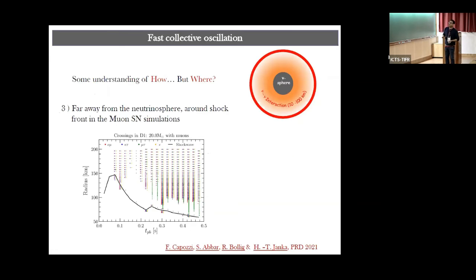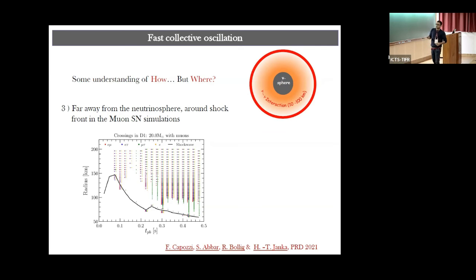Now, with this, let me very quickly point out, again, the question comes: I showed you two examples, so where are they happening? In this muon simulation, it has also been pointed out that these crossings are happening pretty far away, somewhere around 100 kilometers, let's say. So this is basically the shock radius.